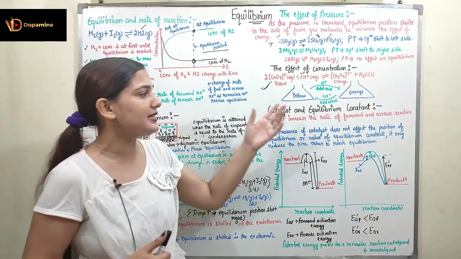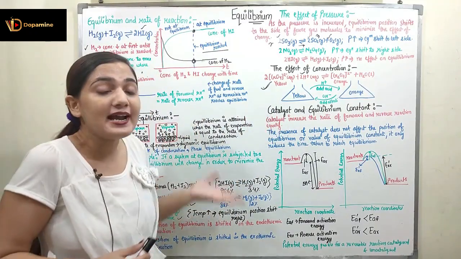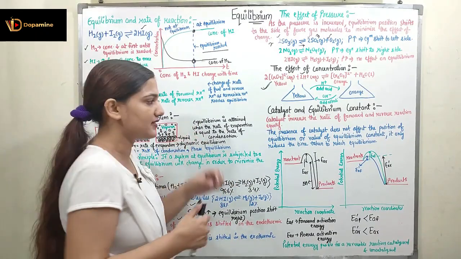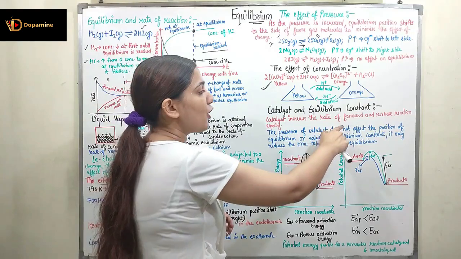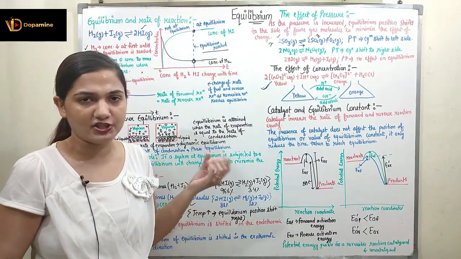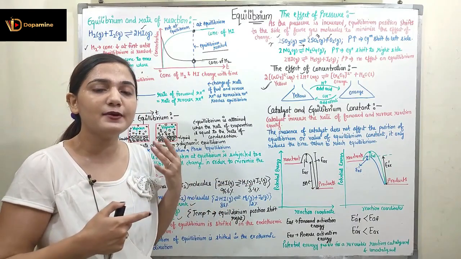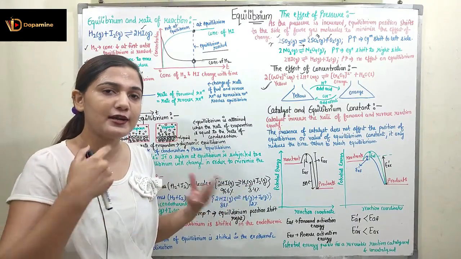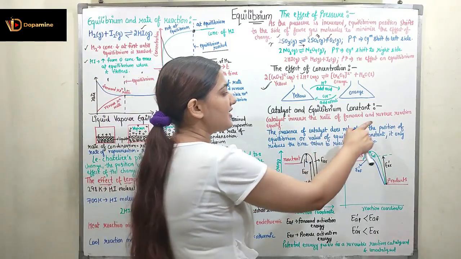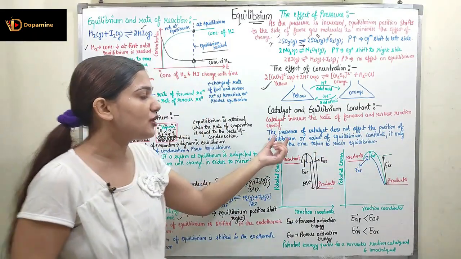Coming to the catalyst and equilibrium constant. What is a catalyst? Catalyst, we all know, is increasing the rate of reaction without getting consumed itself. So catalyst increases the rate of forward as well as reverse reaction in the reversible reaction, right? So at the equilibrium position, catalyst is going to increase both sides of the reactions. The presence of catalyst does not affect the position of equilibrium.